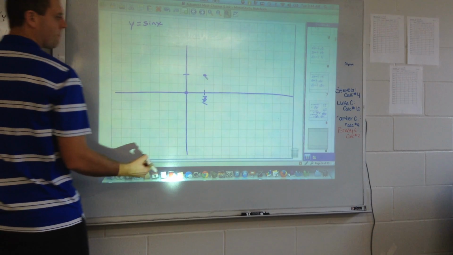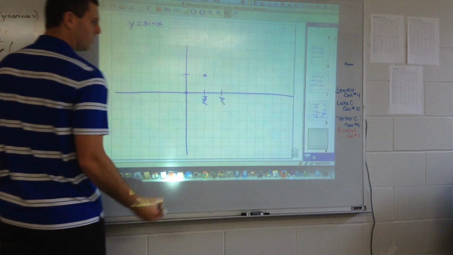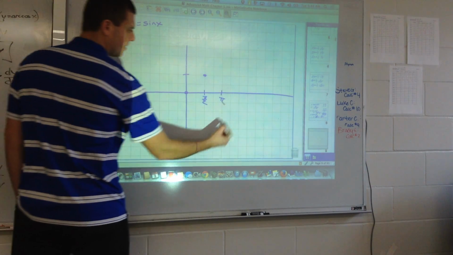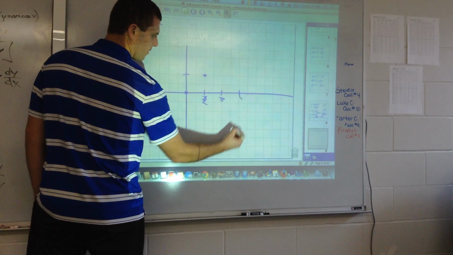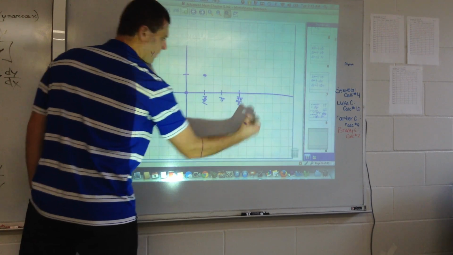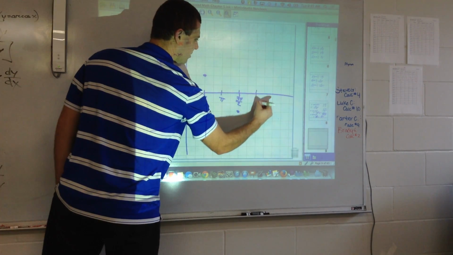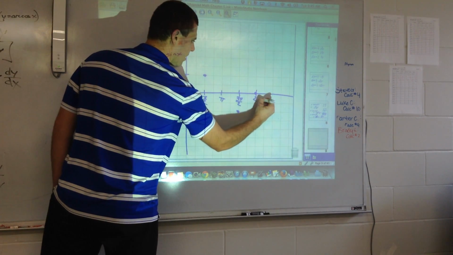Okay, keep going. And then back down to 0 at pi. Nice. And then down to -1 at 3 pi over 2. Careful, 3 pi over 2, 1.5 pi, not 2/3 pi. That's all right. And then back to 0 at 2 pi.